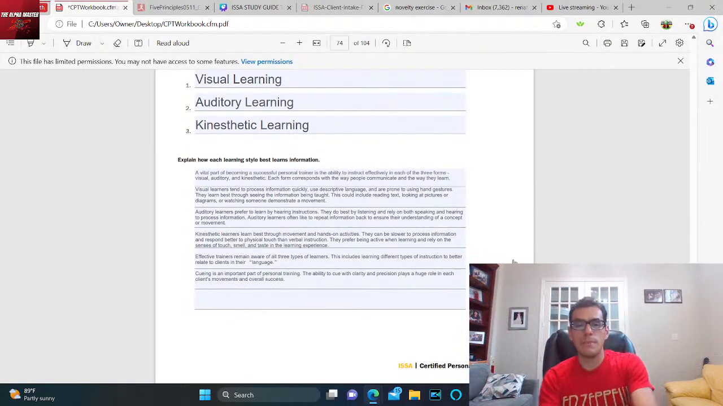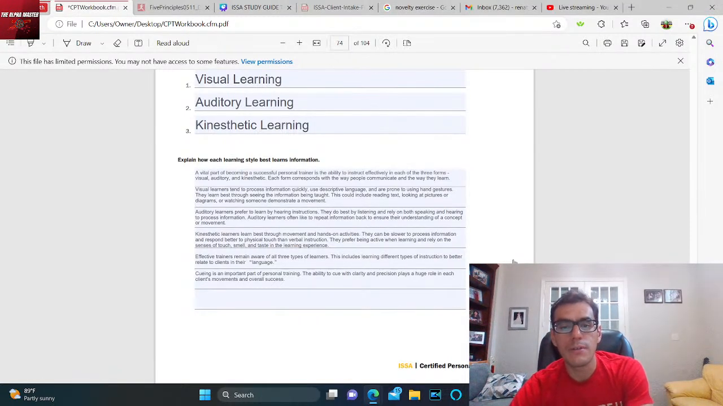Explain how each learning style best learns information. A vital part of becoming a successful personal trainer is the ability to instruct effectively in each of the three forms: visual, auditory, and kinesthetic. Each form corresponds with the way people communicate and the way they learn.